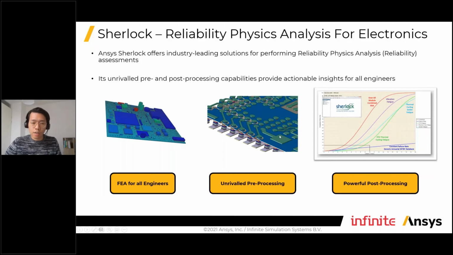Then before the end of the day, you already have your first prediction, even if this is the first time you're using this tool. And this prediction gives you the vibration fatigues, thermal cycling fatigues, and also the pass-through hole thermal cycling fatigues, and so on.